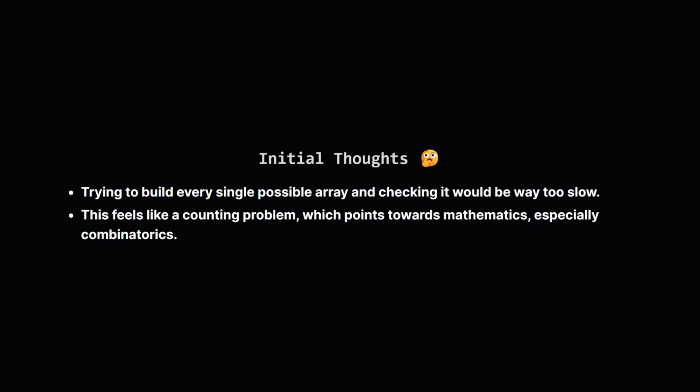Okay, so what's the first idea that pops into your head? For most of us, it's probably: let's just build every possible array and count the ones that work. But if n and m are large, the number of arrays would be enormous. That approach would time out for sure. This hints that we shouldn't actually build the arrays. We need a more clever way to count them. This is a classic sign that we should be looking at a mathematical or combinatorial approach.